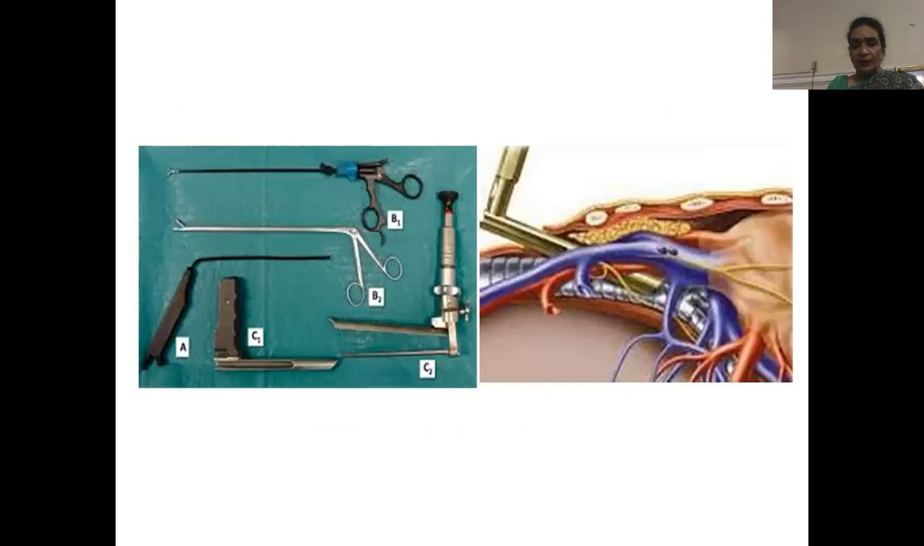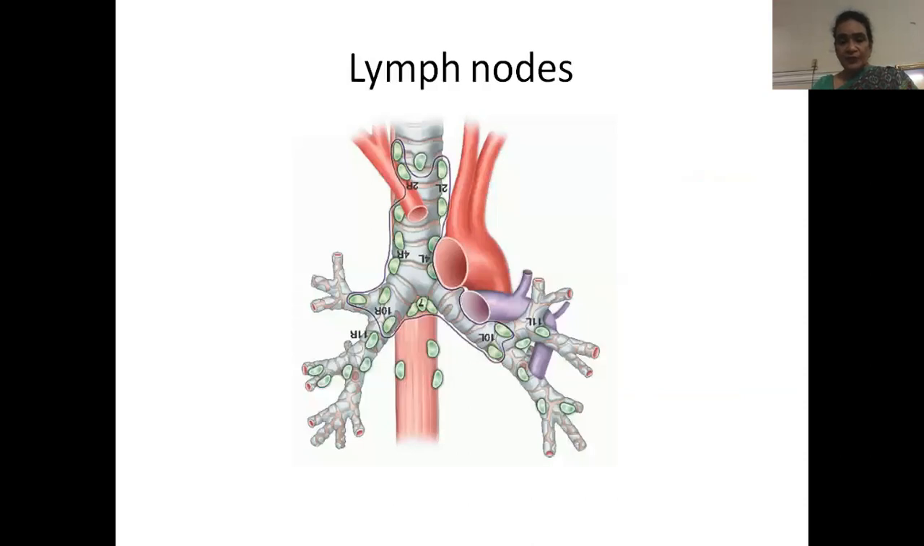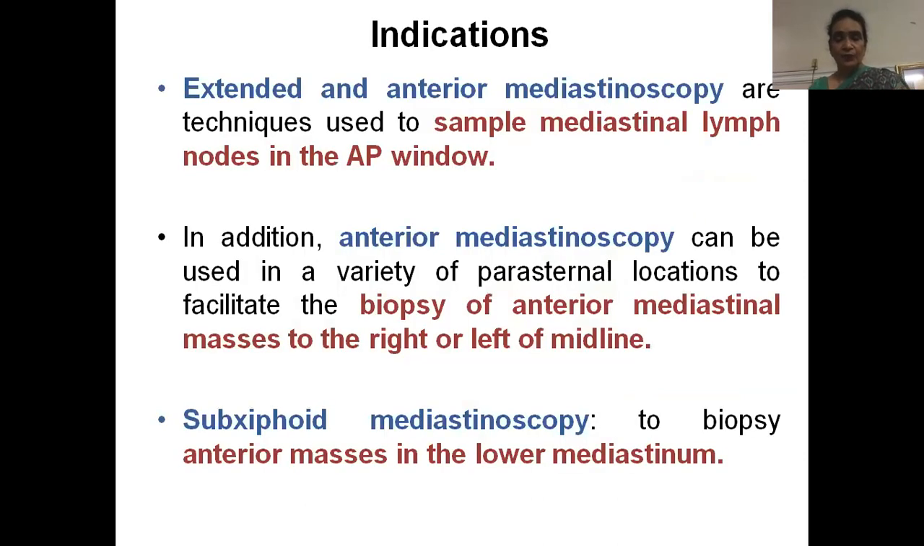These are the instruments and the biopsy forceps. You see the mediastinoscope there, and in the picture you see how it is inserted anterior to the aorta and in between the innominate artery and the left carotid artery. These are the various stations which need to be studied and biopsied, and ultimately this leads to staging of the patients with non-small cell lung cancer.